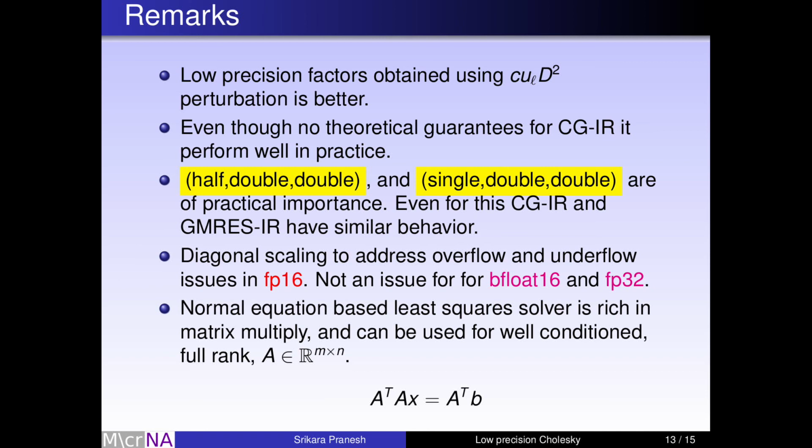Okay, but why is it a good thing to solve a well-conditioned least squares problem using normal equations? You can see that it is extremely intensive in matrix multiply. And if you're using hardware such as, say, NVIDIA V100, which has these tensor core features, then they are extremely good at doing matrix multiply. So any algorithm which is rich in matrix multiply is good. So this is a sort of a byproduct of the whole work.